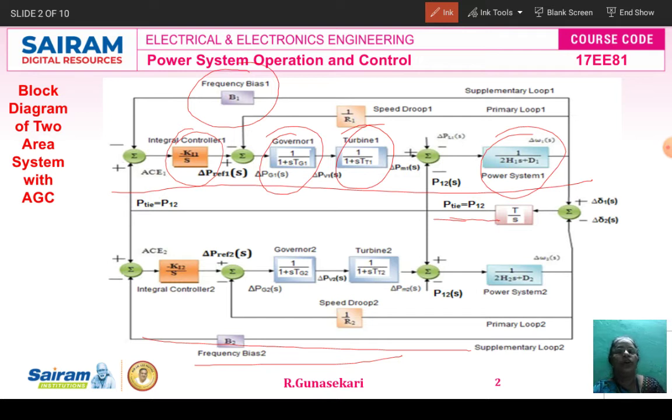We already saw how to derive the transfer function of the governor model, turbine model, and power system model, that is generator plus load model, and then what is frequency bias, what is area control error ACE, and then what is the role of the integral controller. All the equations we derived in module 3. In this lecture video you study how to derive the state model equation for a two area system with AGC.